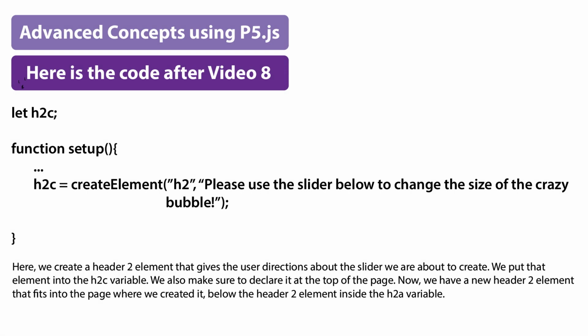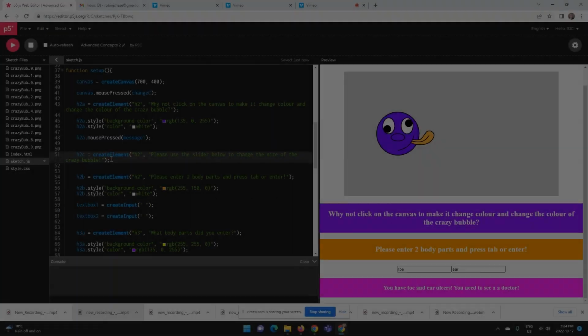Okay, so now we see the syntax. We use the create element command. The create element command has two parameters. The first parameter is the element that we're creating. The second parameter is what it says inside that element. And so the element is basically giving us directions for the slider that we're going to create.